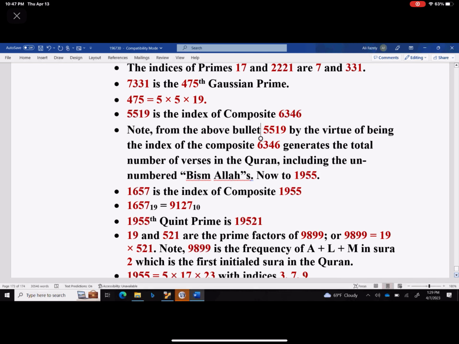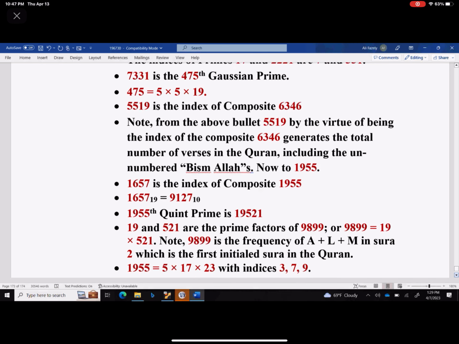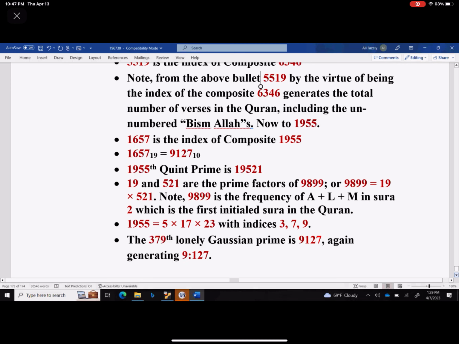So the 1955th prime is 19521, and 19 and 521 are the prime factors of 9899, or 9899 is equal to 19 times 521. Note that 9899 is the frequency of Aleph plus Lam plus Mim in Surah 2, which is the first initial surah in the Quran. So it generates that too for us.